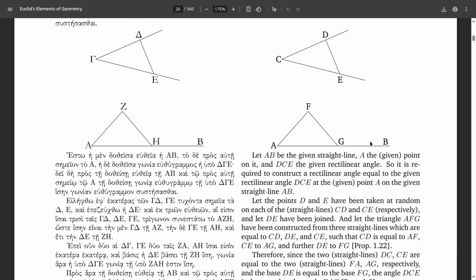Let AB be the given straight line. So we start with AB. A the given point on it, and DCE be the given rectilinear angle. DCE. Okay. So it is required to construct a rectilinear angle equal to the given rectilinear angle, DCE, at the given point A.